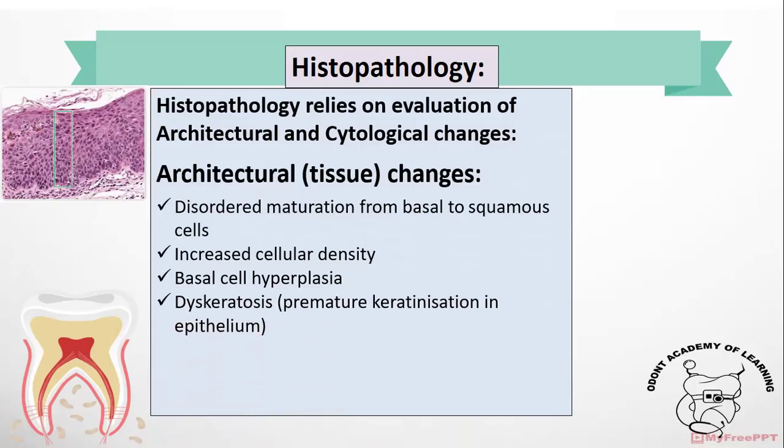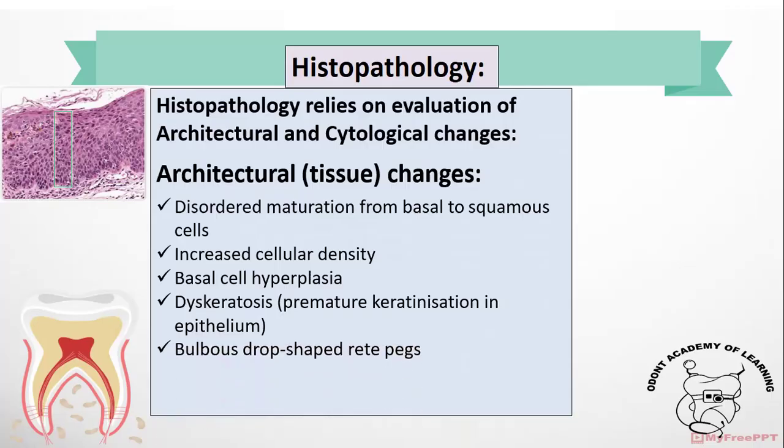Next is dyskeratosis or premature keratinization. Usually when the cells are formed from the basal layer, they move towards the upper part of the epithelium, and at the topmost tier they release the keratin which has been gradually formed by them. If these cells, which are supposed to release the keratin at the topmost part, release the keratin in between, either in the stratum spinosum or stratum granulosum, then that is dyskeratosis, or abnormal or premature keratinization, which is not the normal feature.